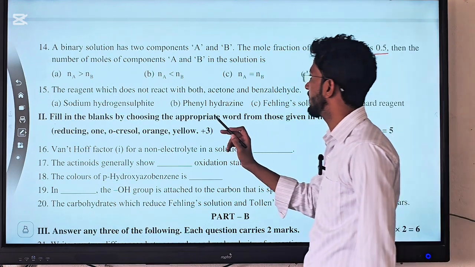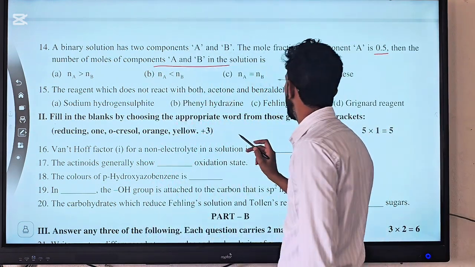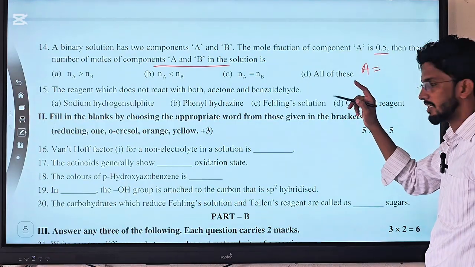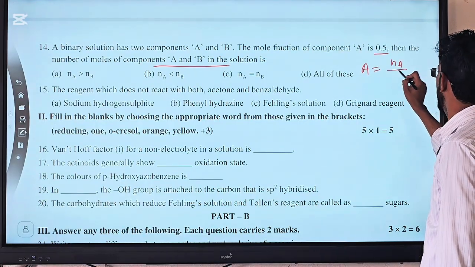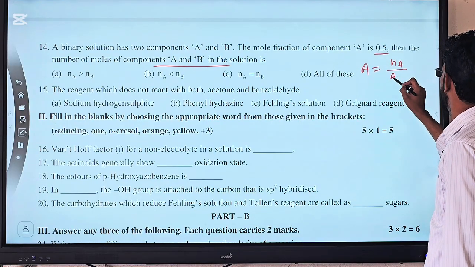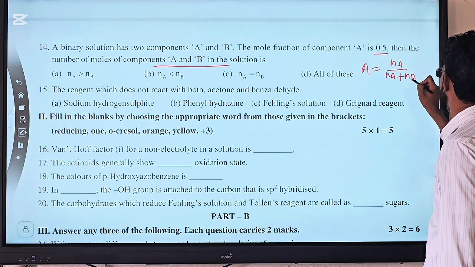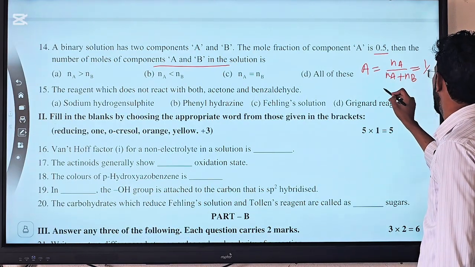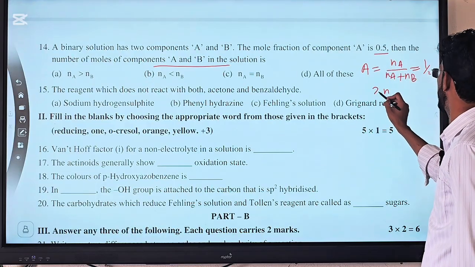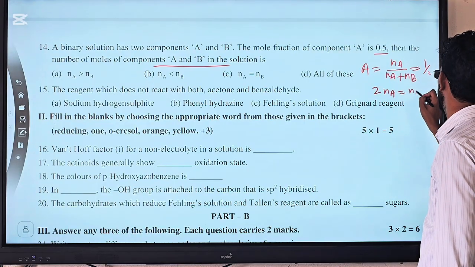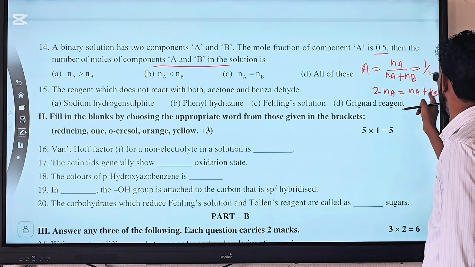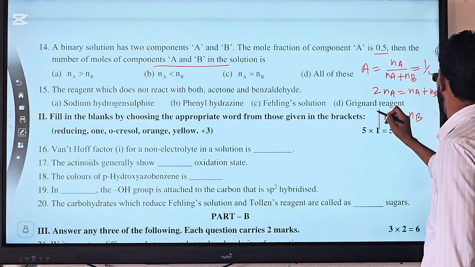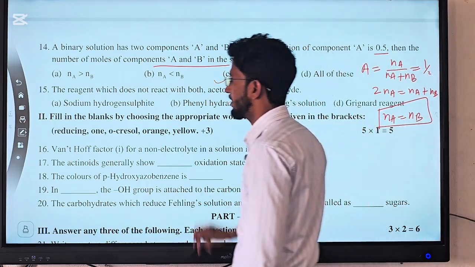Then the number of moles of A and B in the solution: if the mole fraction of A is 0.5, that means half, so Na upon Na plus Nb is equal to half. Now how can we write this? 2Na is equal to Na plus Nb. If we put this on the left hand side, we get Na is equal to Nb. The answer will be C. Okay.